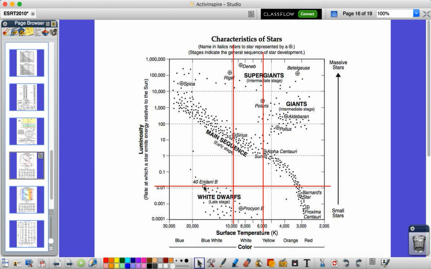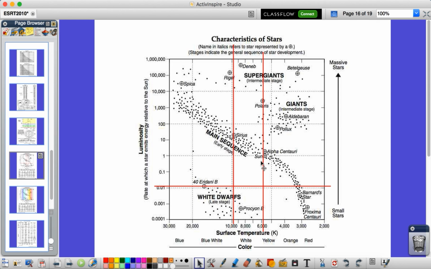Well, the answer is 40 Eridani b must be much, much smaller than the sun. Maybe 1/1000th the size of the sun, or maybe 1/500th. But it's much, much smaller than the sun. I mean, how else can it be so much hotter and yet so much dimmer? It must be very, very small. So now, these are the techniques that we use on the HR diagram for inferring size.